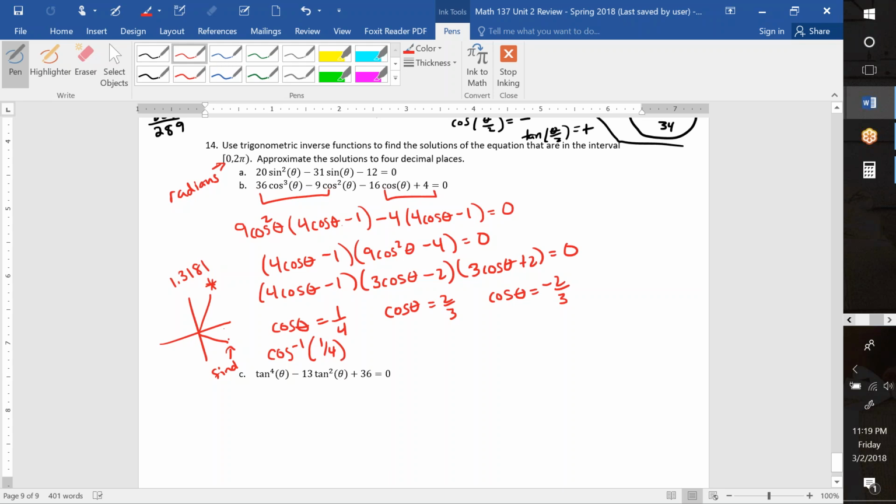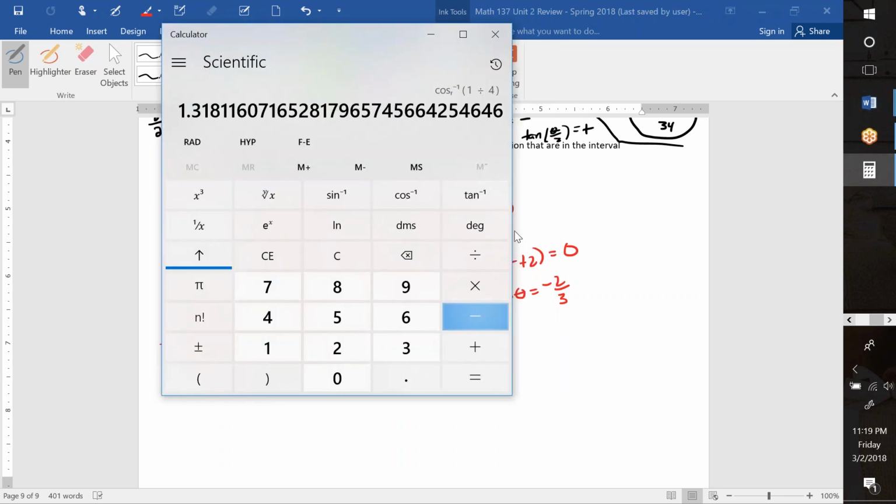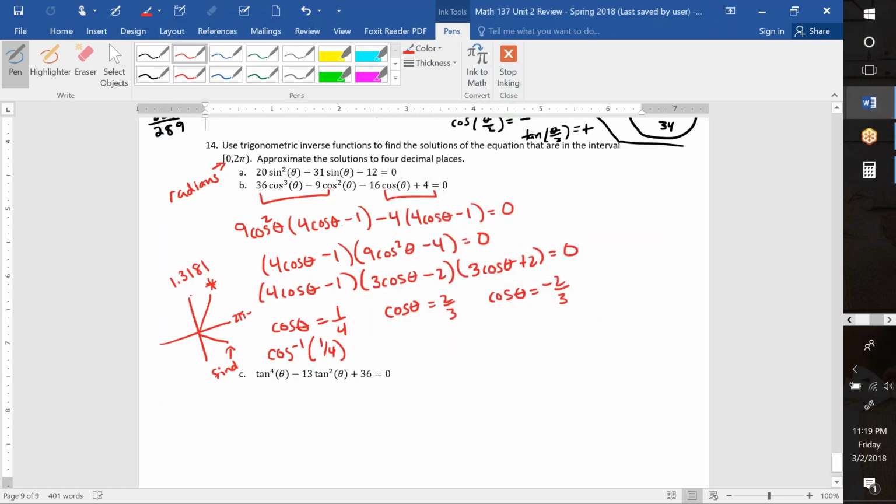We need to also have a similar one here. Now this would be 2 pi minus that angle. So another way of doing that quickly is just to say minus parentheses 2 times pi, and just remember you need to change the sign of your answer. So 4.9651. So there's those two. Both of these came from just the cosine of theta equals 1/4.